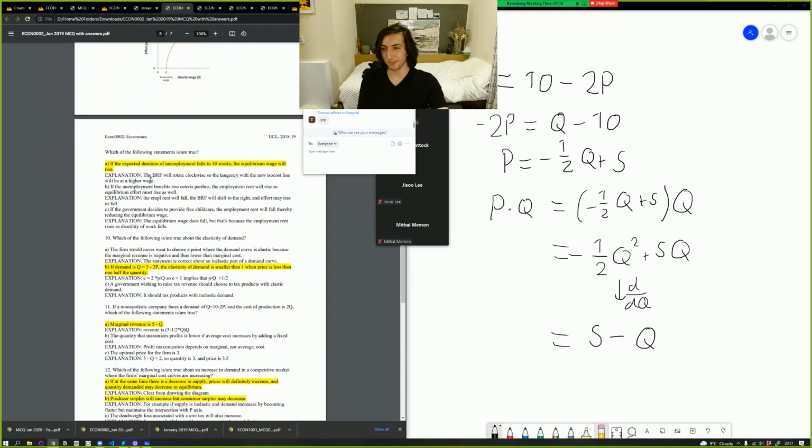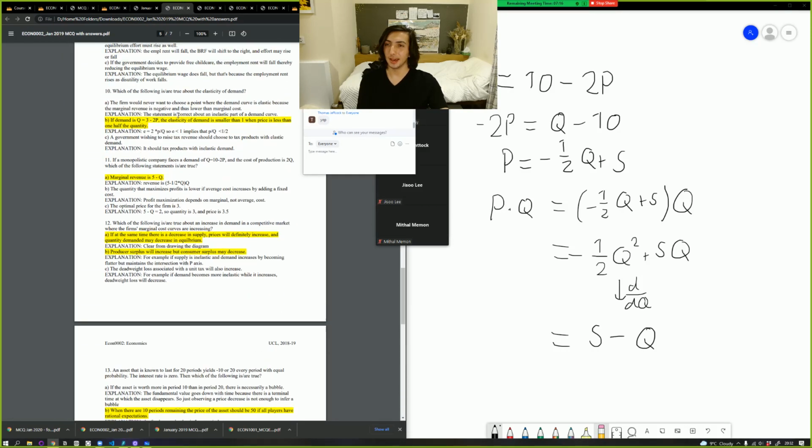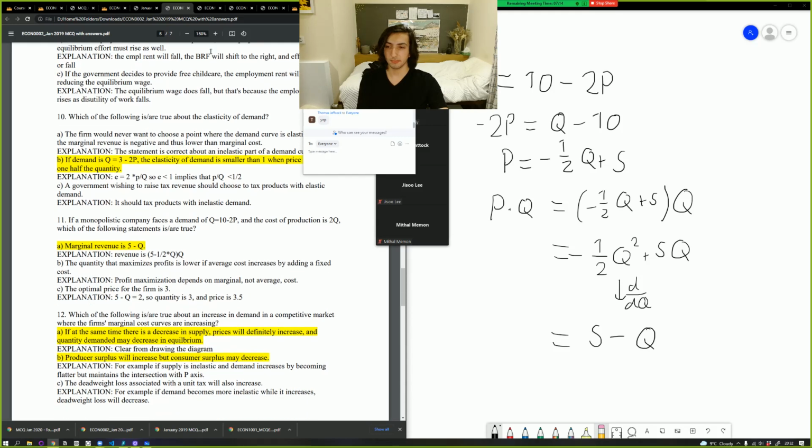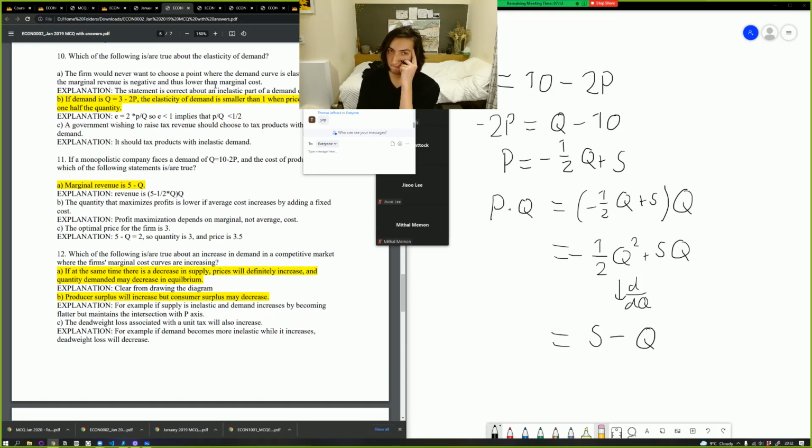Yeah, this is a bit of an easier one to look at. So you've got marginal revenue there, 5 minus Q. Now this is where everything just stops, because it's not true from here. The quantity that maximizes profits is lower if average costs increase by adding a fixed cost.